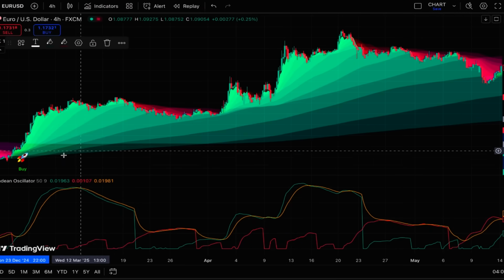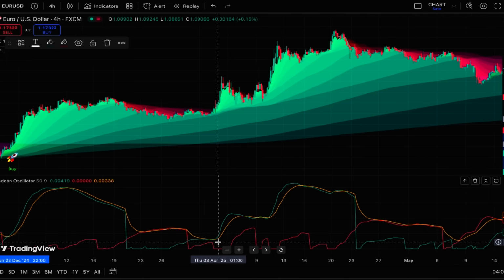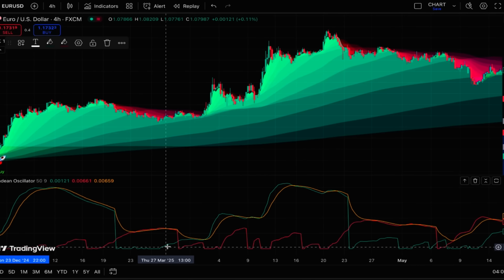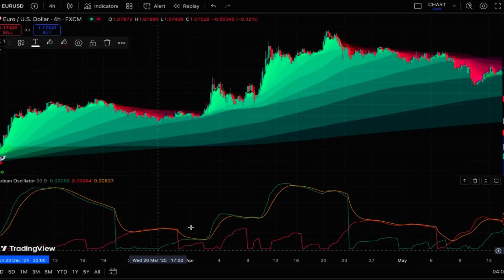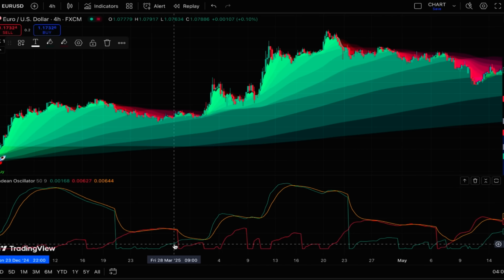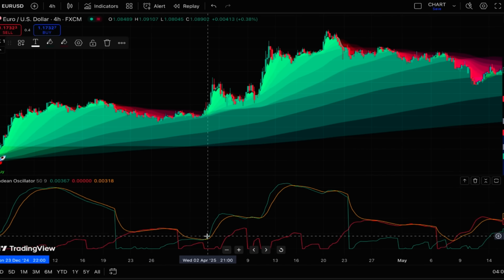On the other hand, when the ribbon shows an uptrend here in Andean oscillator, we want a situation like this where the green line crosses above the red line and then it crosses above the orange line. This is exactly the form of crossings that we need. First, the green line crosses above the red line and after that it crosses above the orange line.